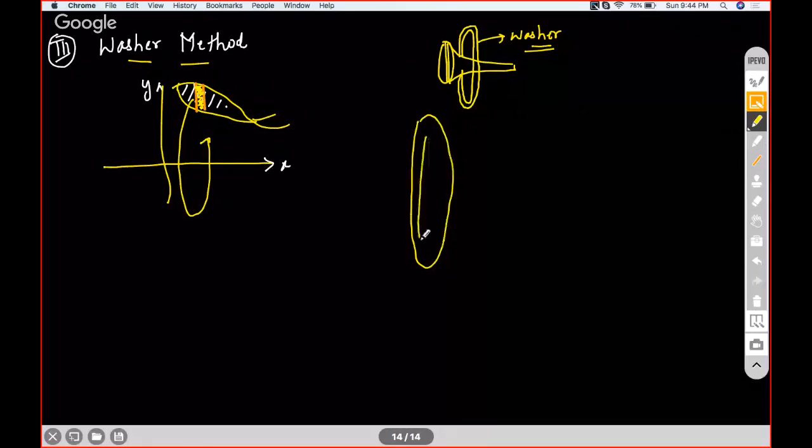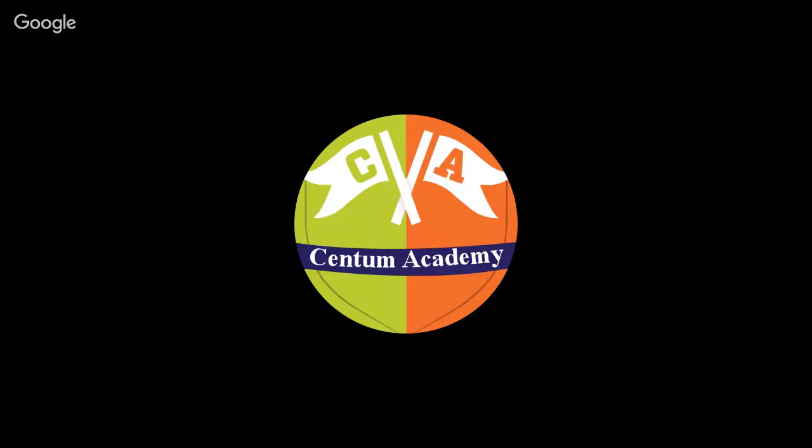Correct? Okay. So it creates a thin disc like this. You can say a kind of hollow cylinder you are creating. Are you getting this point? So this thickness is basically the thickness of the cylinder, and you're rotating it about like this.